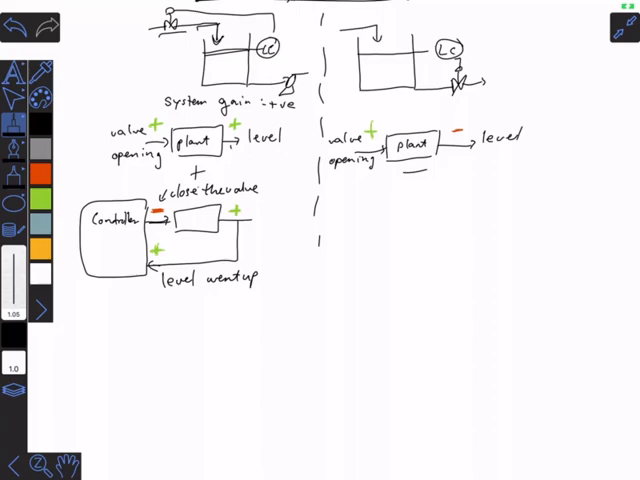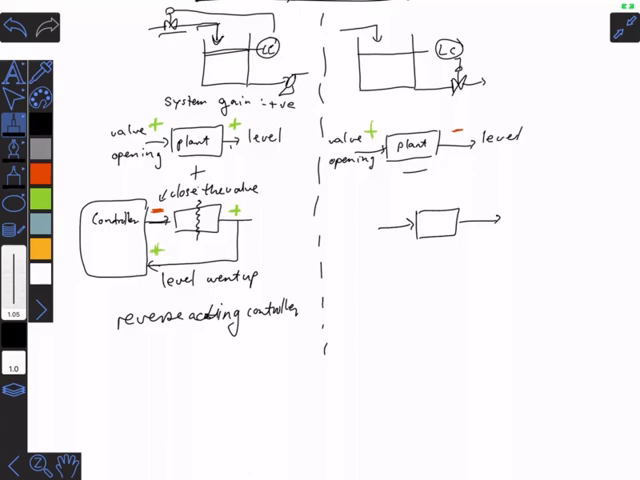Okay, and so this is a reverse acting controller. Right? And let's do the same thing now for our right-hand side case. In this case, now I'm going to just draw.